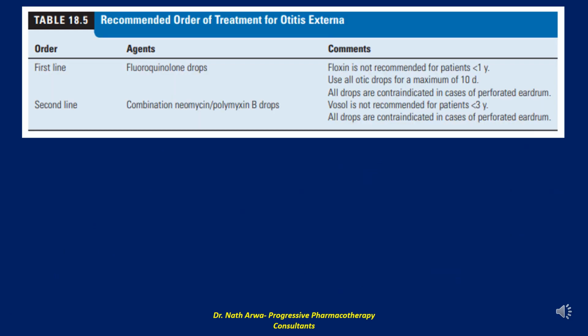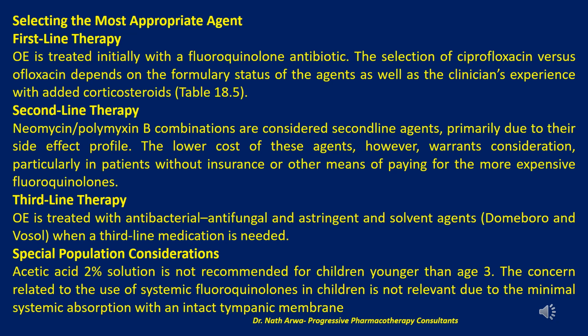Pause the video and carefully scrutinize Table 18.5 summarizing the recommended order of treatment for otitis externa before advancing to the next slide. We will now discuss selecting the most appropriate agent. Regarding first-line therapy, otitis externa is treated initially with a fluoroquinolone antibiotic. The selection of ciprofloxacin versus ofloxacin depends on the formulary status of the agents as well as the clinician's experience with added corticosteroids, as shown in Table 18.5.